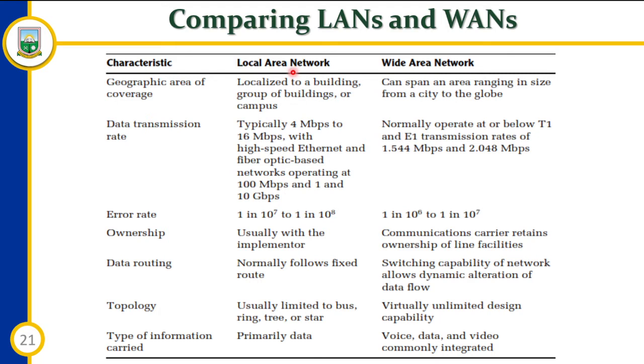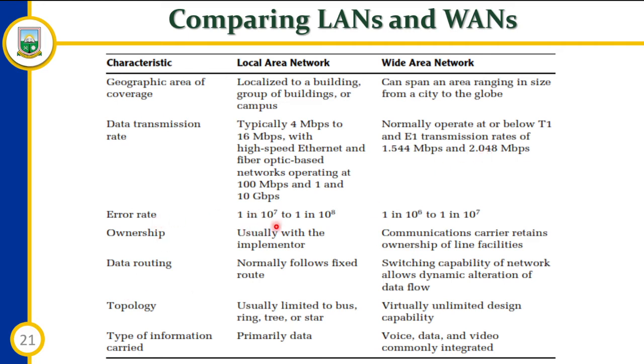The switches that we have most of the time in the local area network are usually 100 megabits per second and also 1 gigabit per second. In fewer situations, you might have 10 gigabits per second. Now, for the wide area network, still under data transmission rate, we normally operate at or below T1 and E1 transmission rates of 1.544 megabits per second and also 2.048 megabits per second. This is in relation to the transmission speed rate.